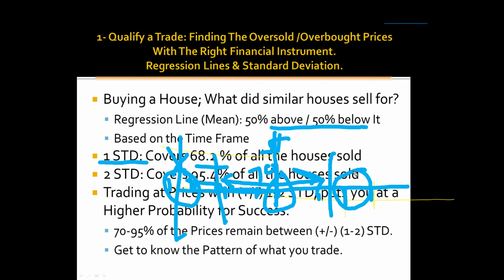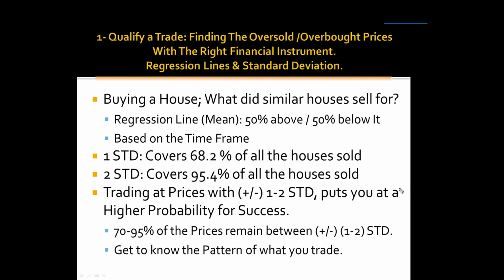Now, 95.4% will be even further out. That means 95% of all the prices fell in this range here. And so if you buy at this price here, you literally bought it like 47% or so cheaper than the average price. And so when it comes to stocks, the stock prices go up and down.